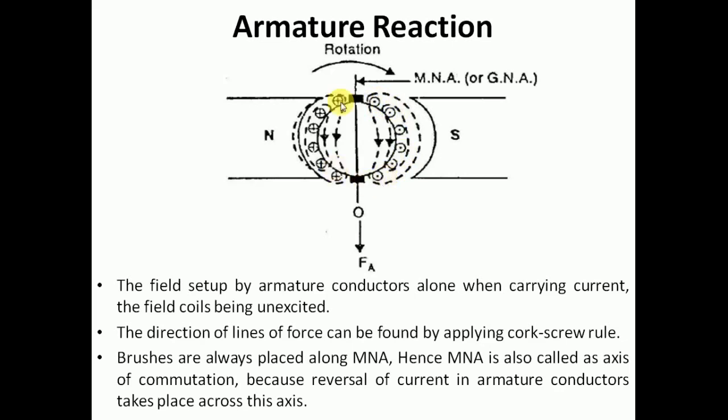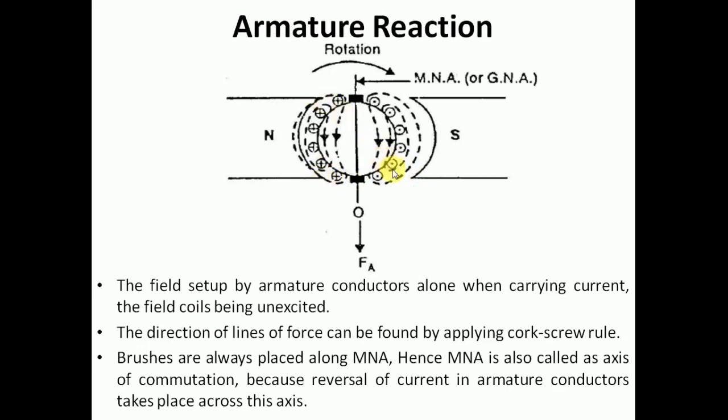So if you are looking here, you will be able to see these conductors will be leaving the north pole through this pole tip and they will be entering the south pole through this tip. Similarly, if you are looking here, those conductors which are under the influence of south pole will be leaving the south pole through this pole tip and they will be entering the north pole through this pole tip.